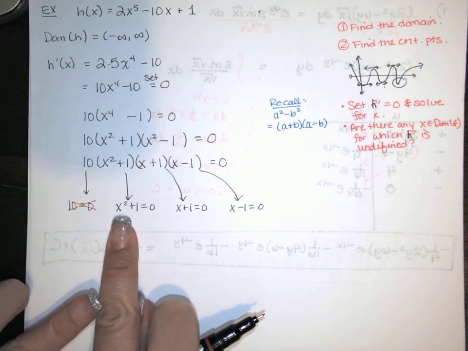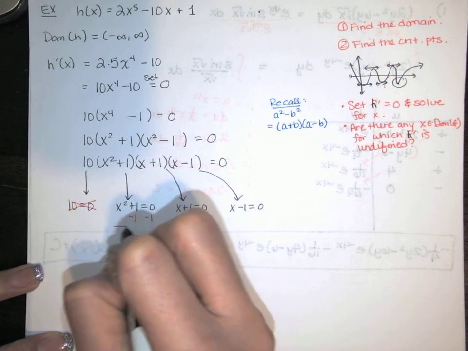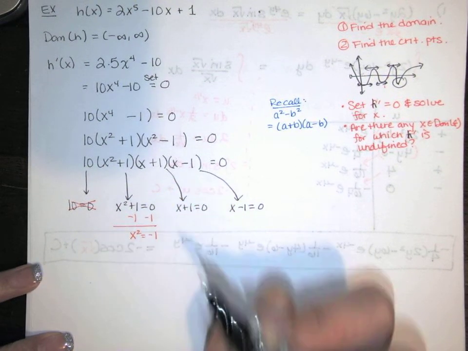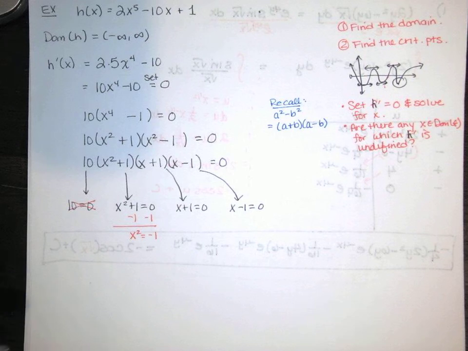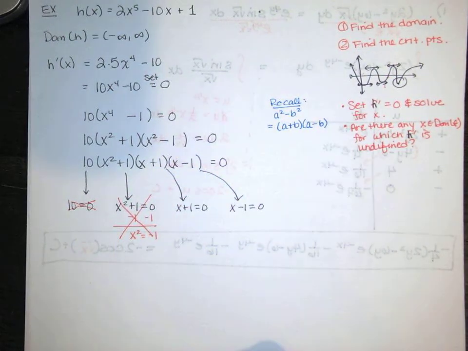Another way that you can verify to yourself that that's true is just subtract 1 from both sides and try to solve for x. You get x squared equals negative 1. That means x equals plus or minus i, the square root of negative 1, and that's a complex number. That's a fine solution if I'm looking for complex solutions, but I'm not. I'm looking for real solutions. So that doesn't happen in the real number system, so we don't have to worry about it.